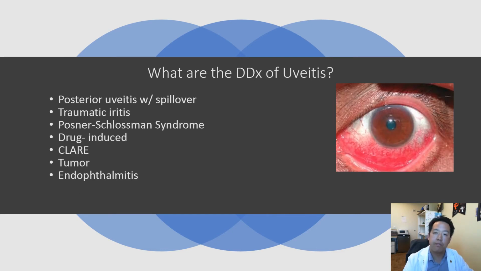Now, these are some differentials of uveitis that you may want to consider that may present like uveitis but are not. One is you may think that you just have an anterior uveitis, but actually it's just a posterior uveitis that's spilled over to the front. Make sure if you see anterior uveitis, you do check the vitreous and the retina. Make sure that's actually not coming from there.